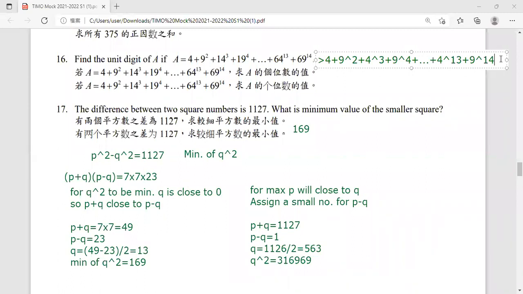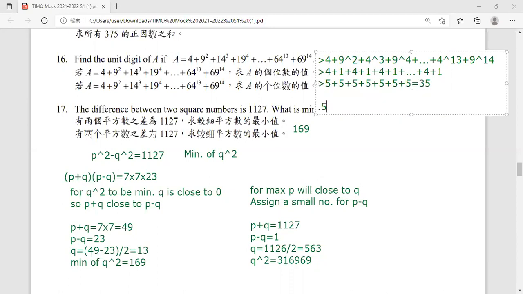How many are there? Because now you know that the power of 4 means it's 4, and the even number of 9 is 1. The last digit actually has something like this, which becomes 5 plus 5 plus 5 plus 5 plus 5 plus 5 plus 5, 7, and equals 25. But you want the unit digit only, so it's 5.